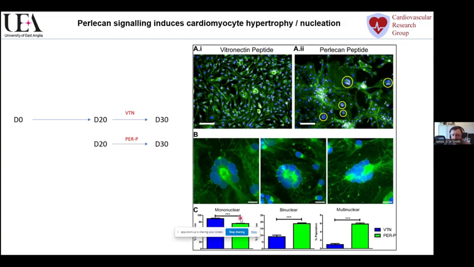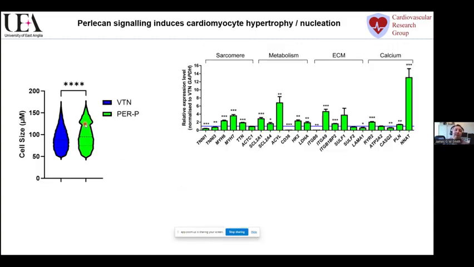And you can see if you quantified this nucleation with high content image analysis, although the mononucleated cells stayed the majority of the population, there was a significant reduction on the Perlecan peptide because binucleated and multinucleated cells had increased. We could detach the cells from the substrate and put them through a flow cytometer in order to accurately calculate their size. And we could see a significant increase in the cell size of the cardiomyocytes that have been matured on the Perlecan peptide surface.